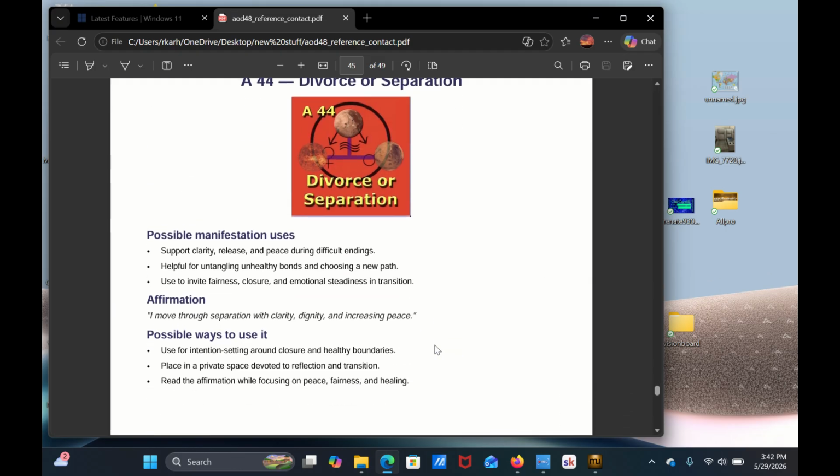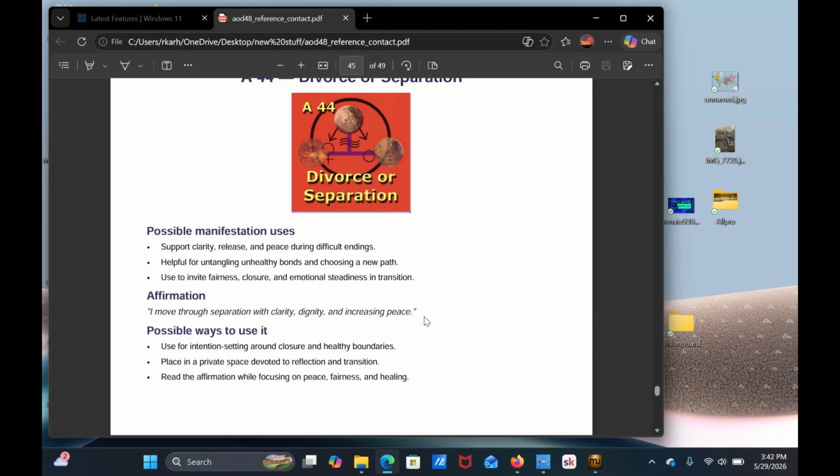Divorce or separation. Support clarity, release, and peace during difficult endings. Helpful for untangling unhealthy bonds and choosing a new path. Used to invite fairness, closure, and emotional steadiness in transition. I move through separation with clarity, dignity, and increasing peace.